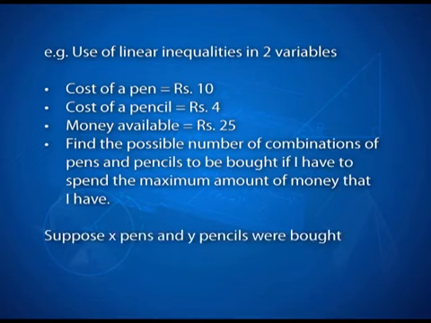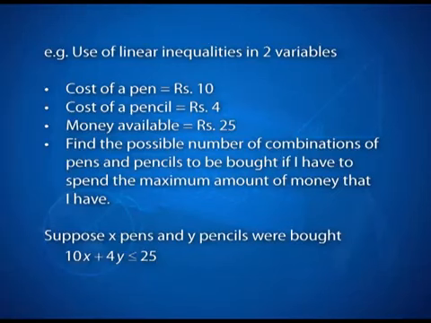Let us suppose x pens and y pencils have to be bought. By the given conditions, we have 10x + 4y is less than or equal to 25, because 10x would be the cost of pens you buy and 4y will be the cost of the pencils you buy. The amount you have in hand is rupees 25. Therefore, 10x + 4y is less than or equal to 25 governs my purchase.